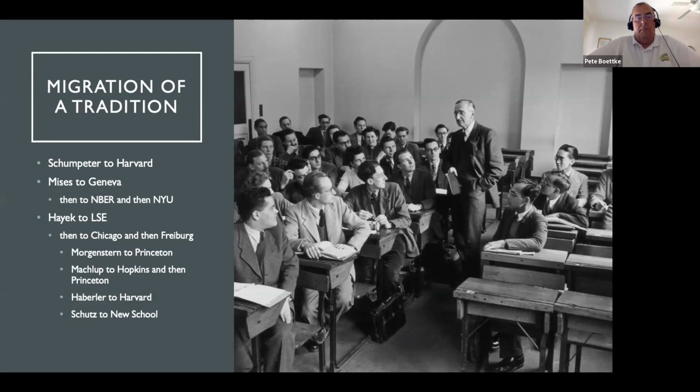Joseph Schumpeter, before him, migrated first to Bonn and then eventually to Harvard. Mises goes to Geneva, then eventually to the National Bureau of Economic Research, and then NYU. And Hayek moves to Chicago and then eventually to Freiburg. Oskar Morgenstern, one of the founders of the application of game theory to economics, moves to Princeton. Fritz Machlup, who was a close associate of Mises and Hayek as well in Vienna, moves to Johns Hopkins and then eventually to Princeton. Gottfried Haberler moved to Harvard, and another one of Mises's students, Alfred Schutz, the sociologist, moved to the New School for Social Research in New York City.